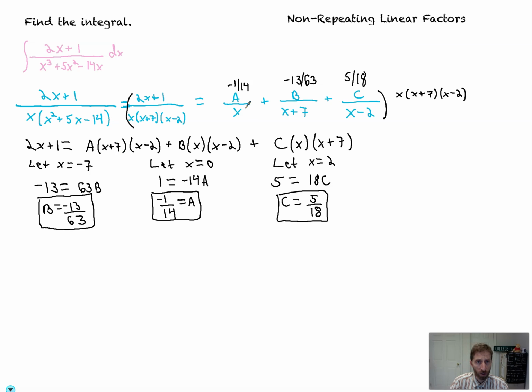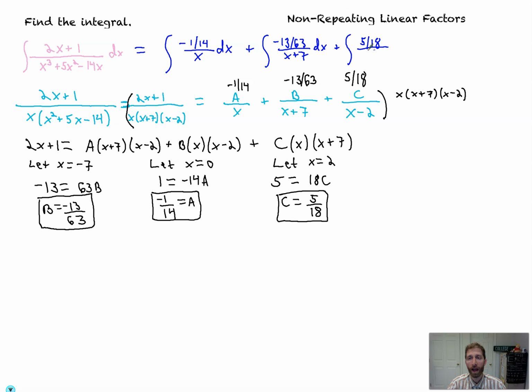So now what we do is we integrate each of those. So this integral is now equal to the integral of negative 1/14, right, times 1 over x. So it might be easier if I write it. Negative 1/14 over x dx plus a negative 13/63, and as gross as that number is, it's over x plus 7. It's actually very easy to integrate. dx plus the integral of 5/18 over x minus 2 dx. Sorry, that got a little sloppy.